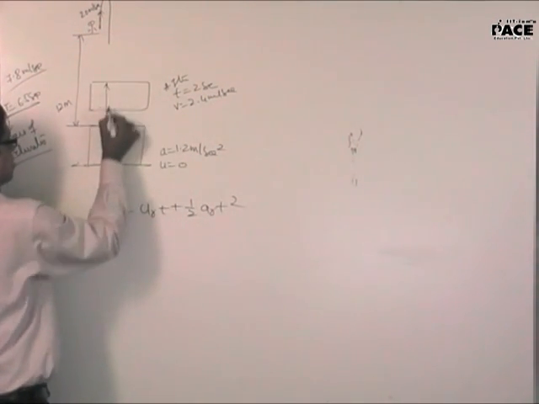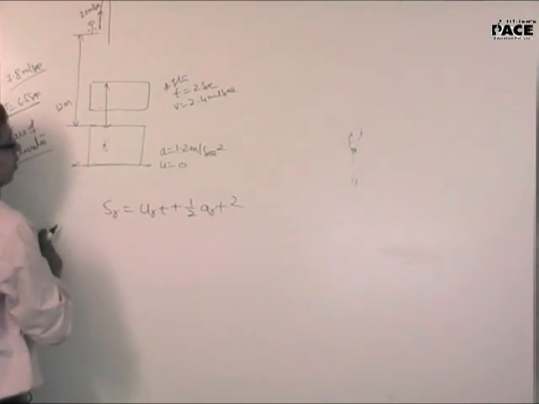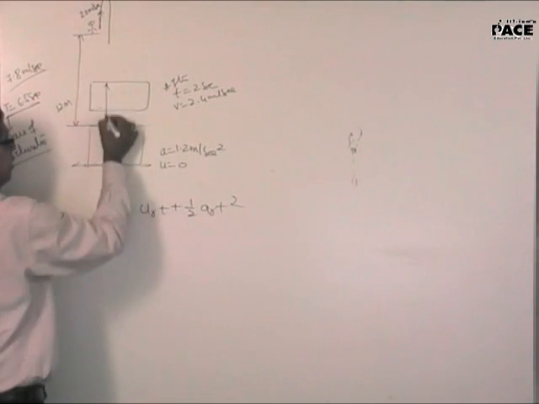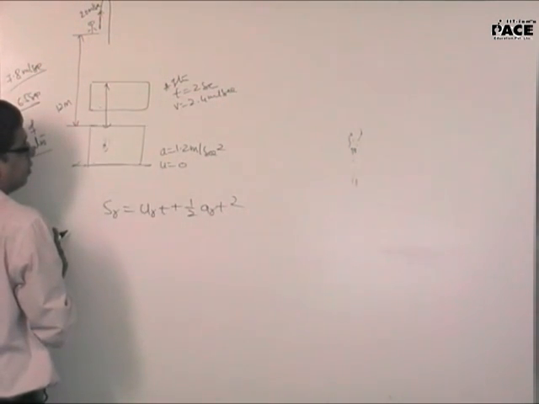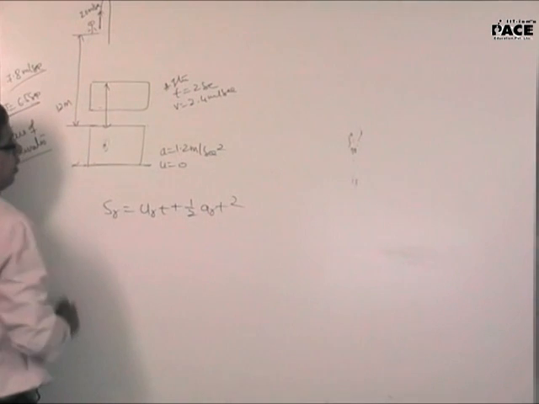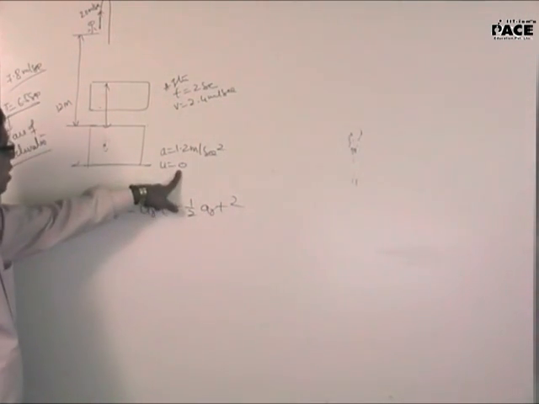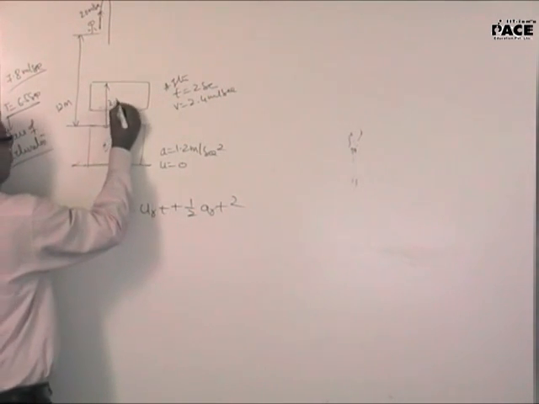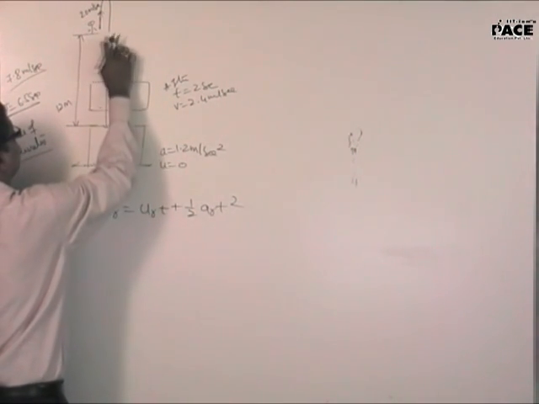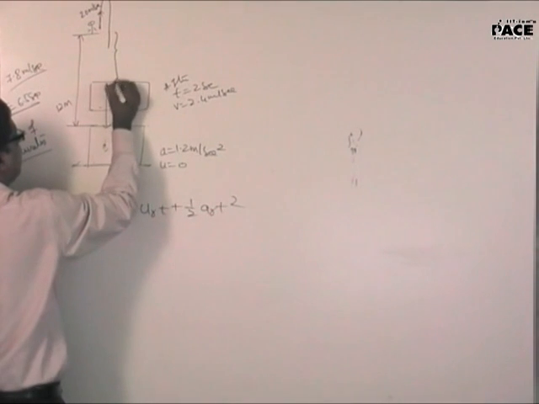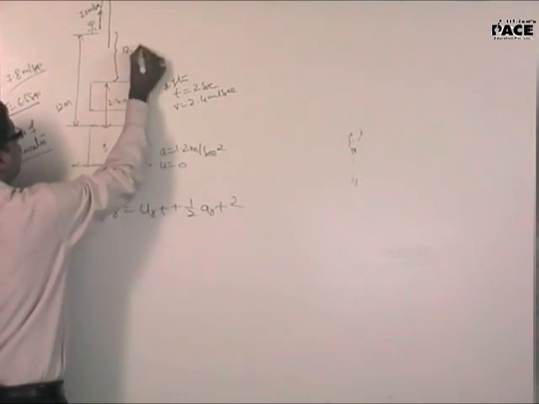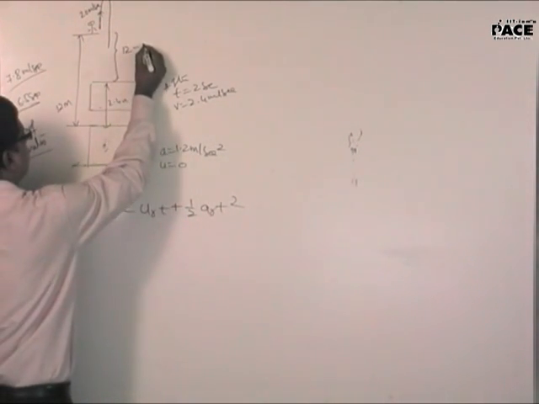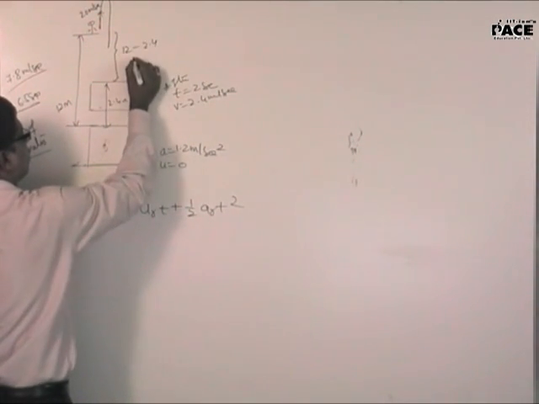What was this distance covered? 2.4 is the velocity acquired. The distance, how? S equals half A T square. Half into 1.2 into 2 square gives 2.4 meters. That means the relative displacement here will be this distance, 12 minus 2.4, so the answer is 9.6.